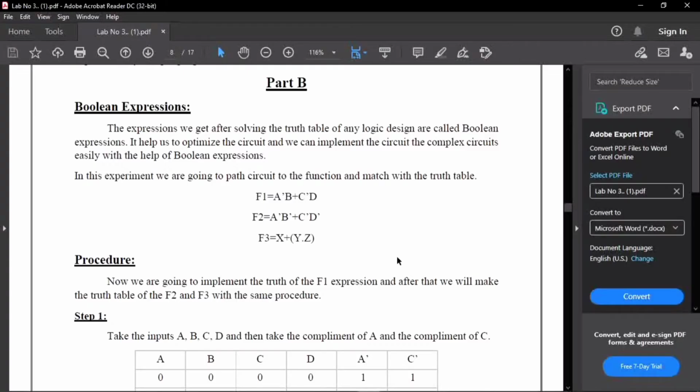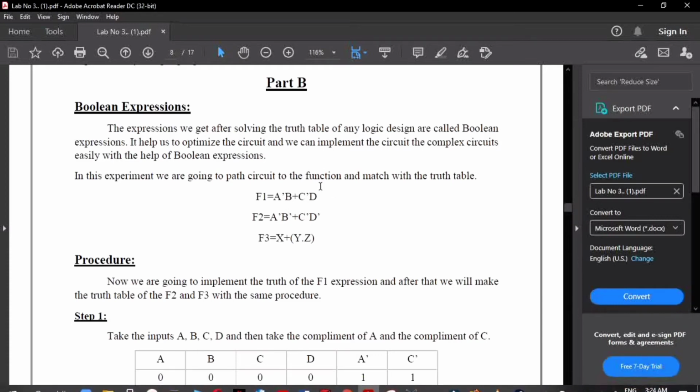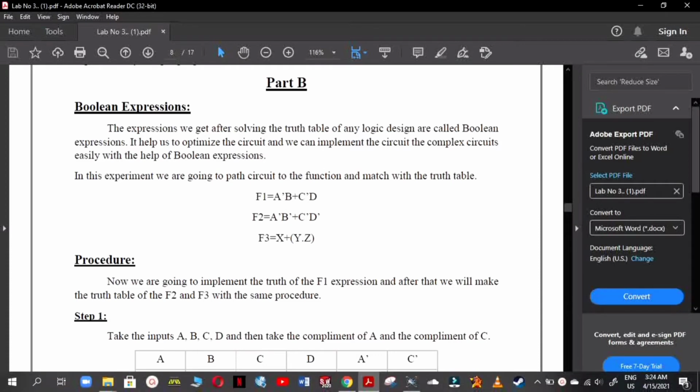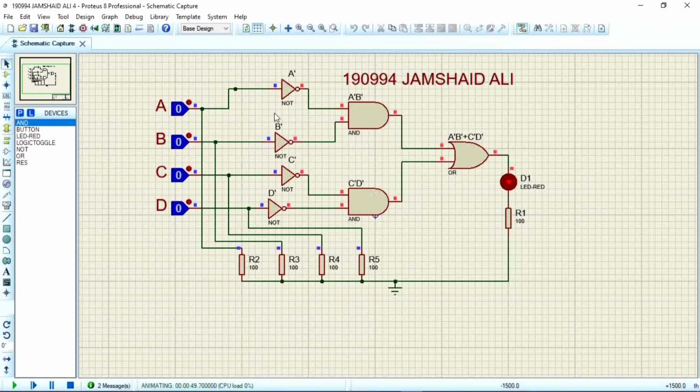Now we are going to discuss the second Boolean expression, which is f2. In this case the product of A complement and B complement, and the product of C complement and D complement, the sum of both is equal to the f2 function. Now we are going to discuss it by Proteus circuit. So this is our Proteus circuit.